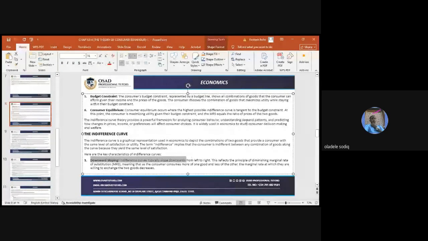So number one is downward sloping. Downward sloping indifference curve.